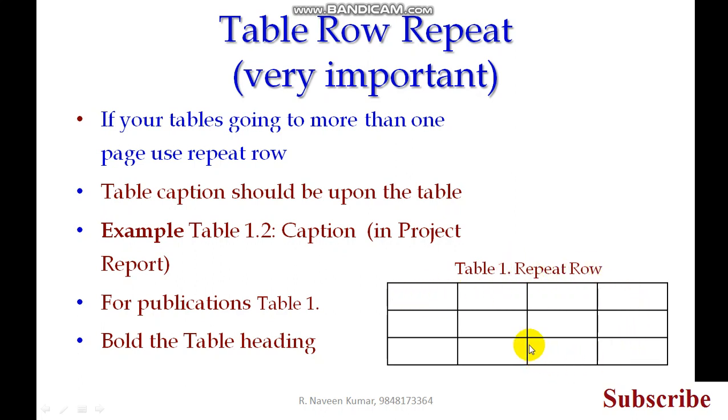If it comes to the figure, the figure caption is below the figure. For the table, it is above the table. The table caption, for example, 1.2 caption, like this. In this project report, the table number is 2 digits, because the first number is the chapter number or a heading number. The second is the table number, means 1.2 is first chapter second table.